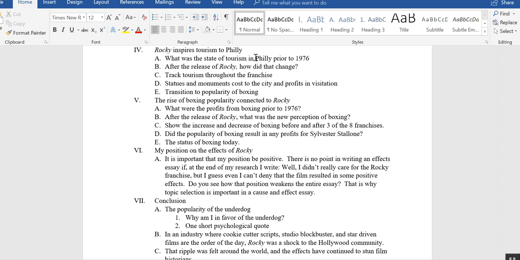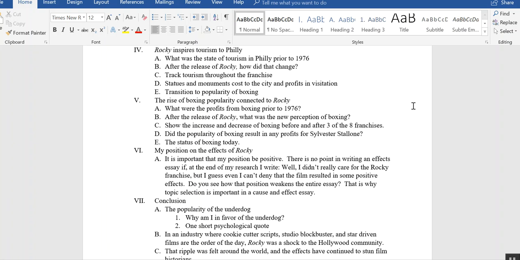You see that we're using the same formula? What was the state of tourism? What was the state of boxing prior to 76? Do you see that? Okay. So it's the same formula repeated over and over. And I know sometimes people think, oh my gosh, if I use the same formula over and over and over, it's going to look like a boring, repetitive essay. No, it's not. It's going to look like a well-researched, beautifully organized essay.